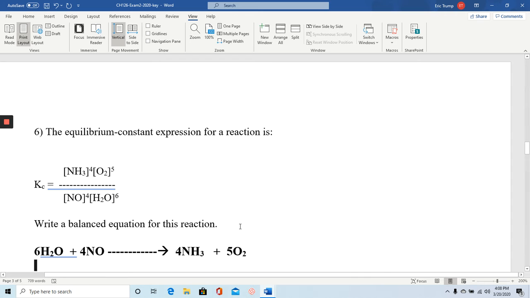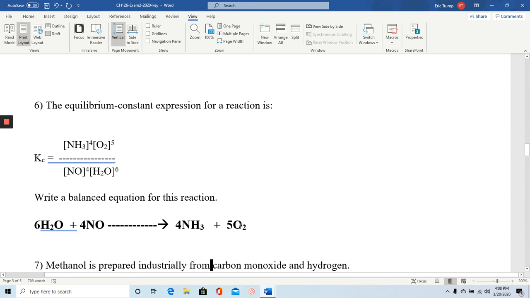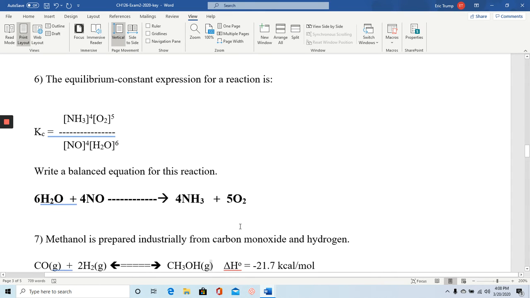Okay, this next one, I think just about everyone got this one right. Okay, this is similar to one we had earlier, but it's just going the other direction.